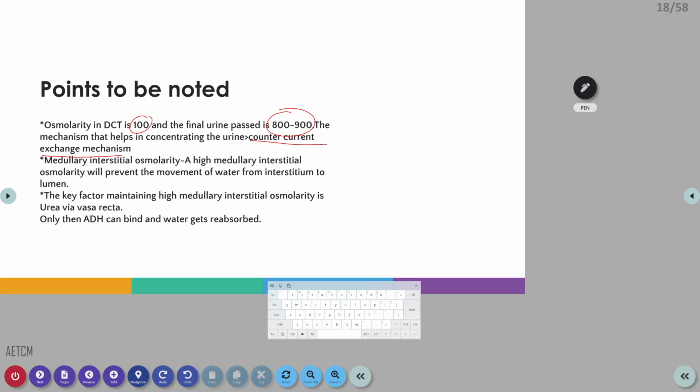The key factor that helps in maintaining the high medullary interstitial osmolarity is the urea, along with the vasa recta. Only when a high medullary interstitial osmolarity is preserved can the ADH bind and the water be resorbed. So the take-home message is that to maintain a countercurrent exchange mechanism, that is, to maintain a concentrated urine to be passed, the key factors are: one, we need to maintain a high medullary interstitial osmolarity. Two, in order to maintain a high medullary interstitial osmolarity, the key factor is urea. And finally, only when this high medullary osmolarity is maintained can the ADH bind and the water get resorbed.